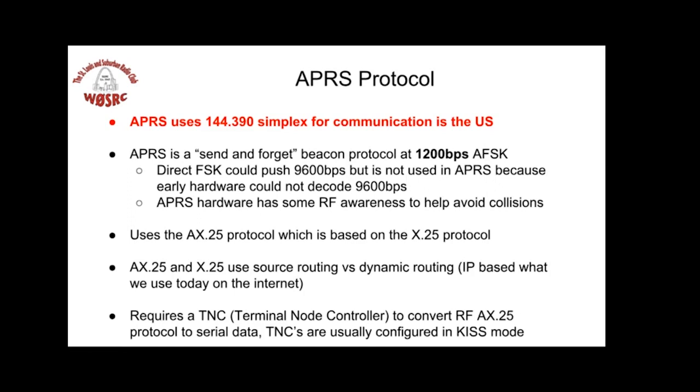So you don't know what the IP address of Google is, but your computer knows how to get there, but you just know google.com. Well, it translates that into an IP address that is put out on the internet. Back in the day, you had to tell your computer which hops to go to get to a certain location. And then it requires this TNC, terminal node controller, to convert RF to AX.25 protocol to serial data. And TNCs are usually configured in KISS mode. Keep it simple, stupid, right?